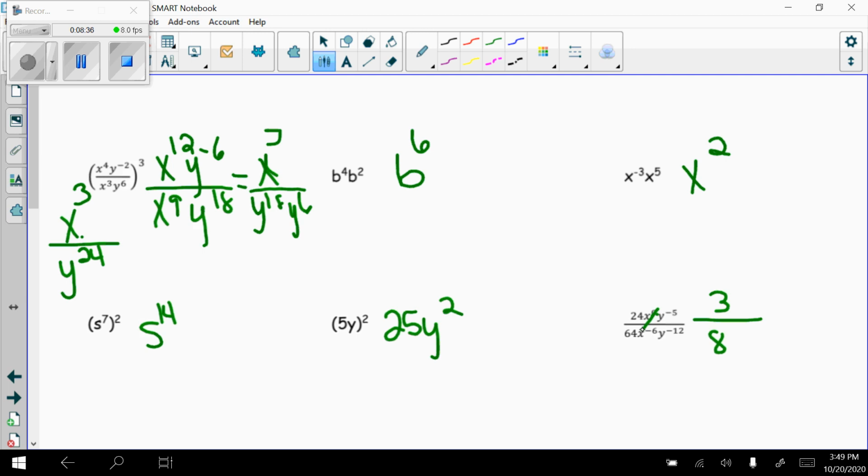X to the negative 6 needs to come up to the top to be positive. My y's, 12 needs to come to the top, 5 needs to go to the bottom to become positive. Now I can simplify the y's. So on top I have 3x to the 6th. On the bottom I still have my 8. So I subtract my exponents for the y's. So 12 minus 5 leaves me y to the 7th on top.